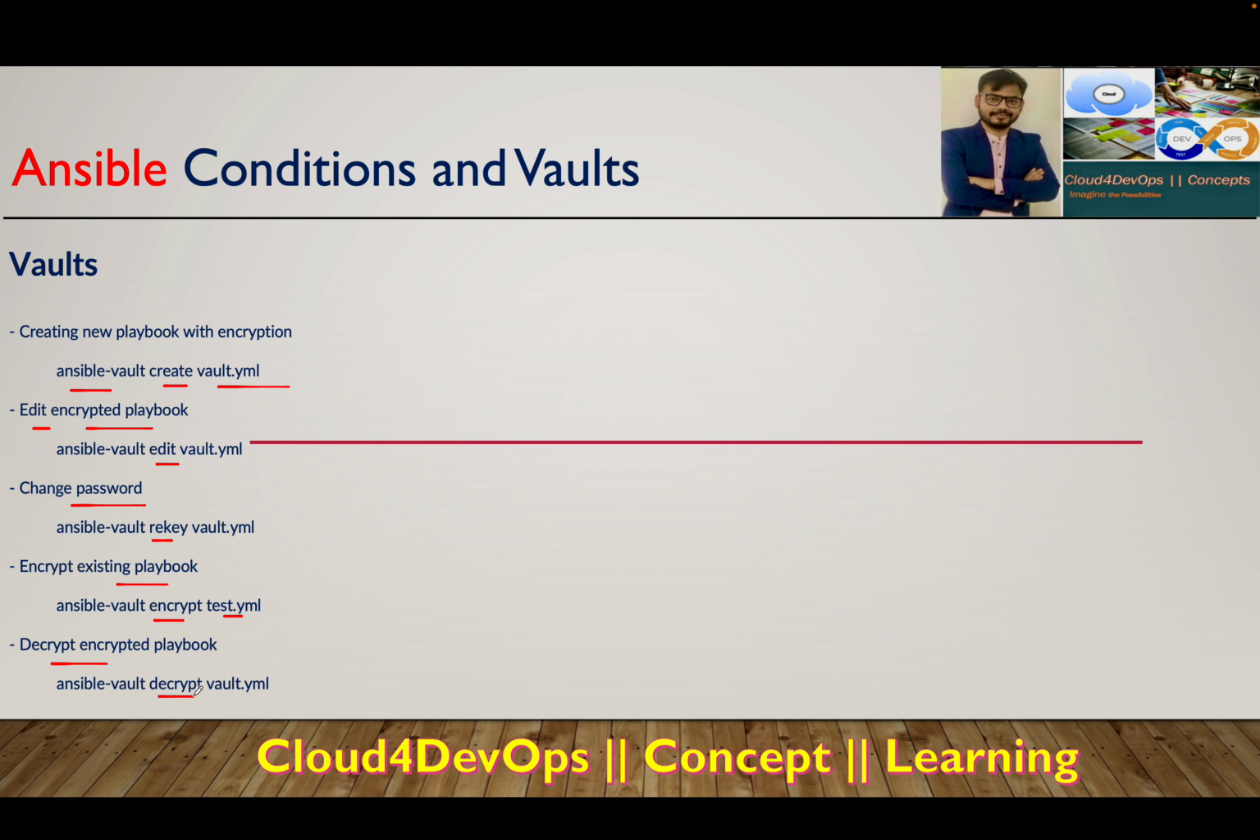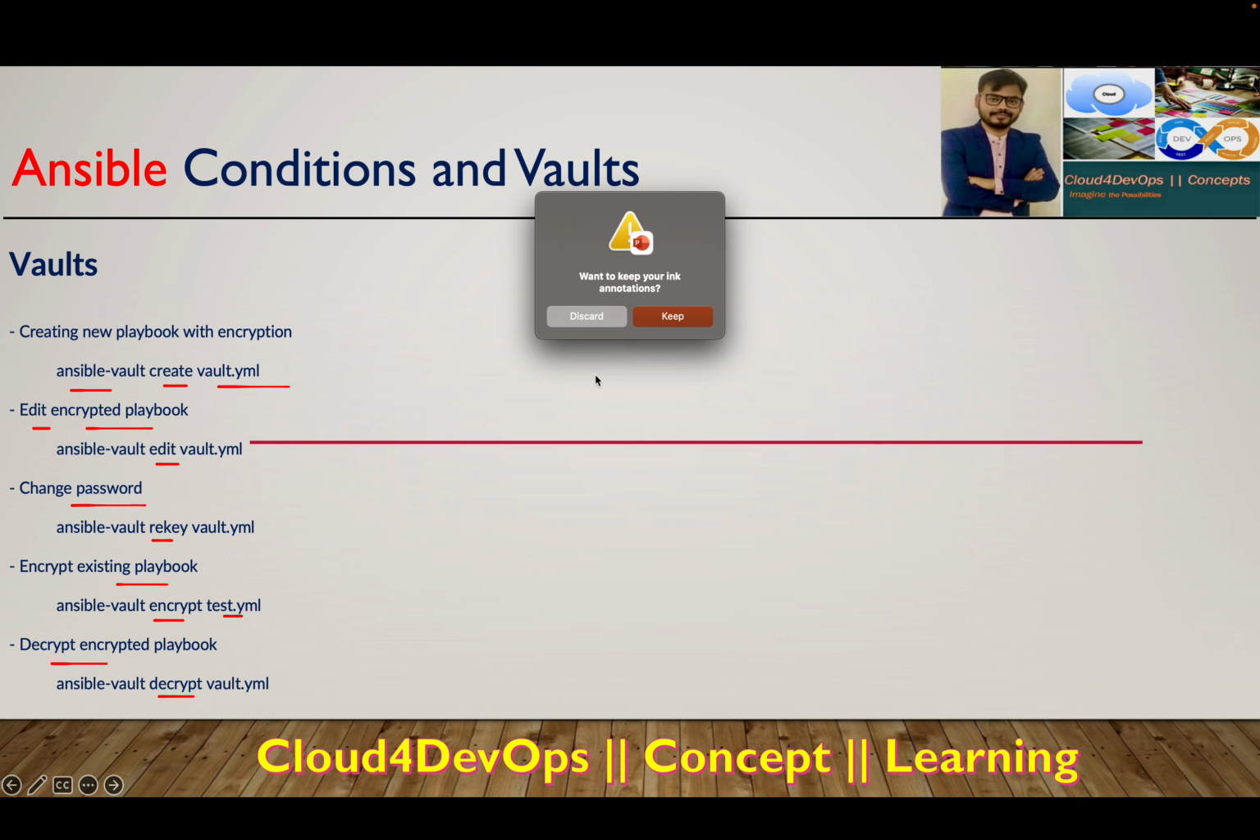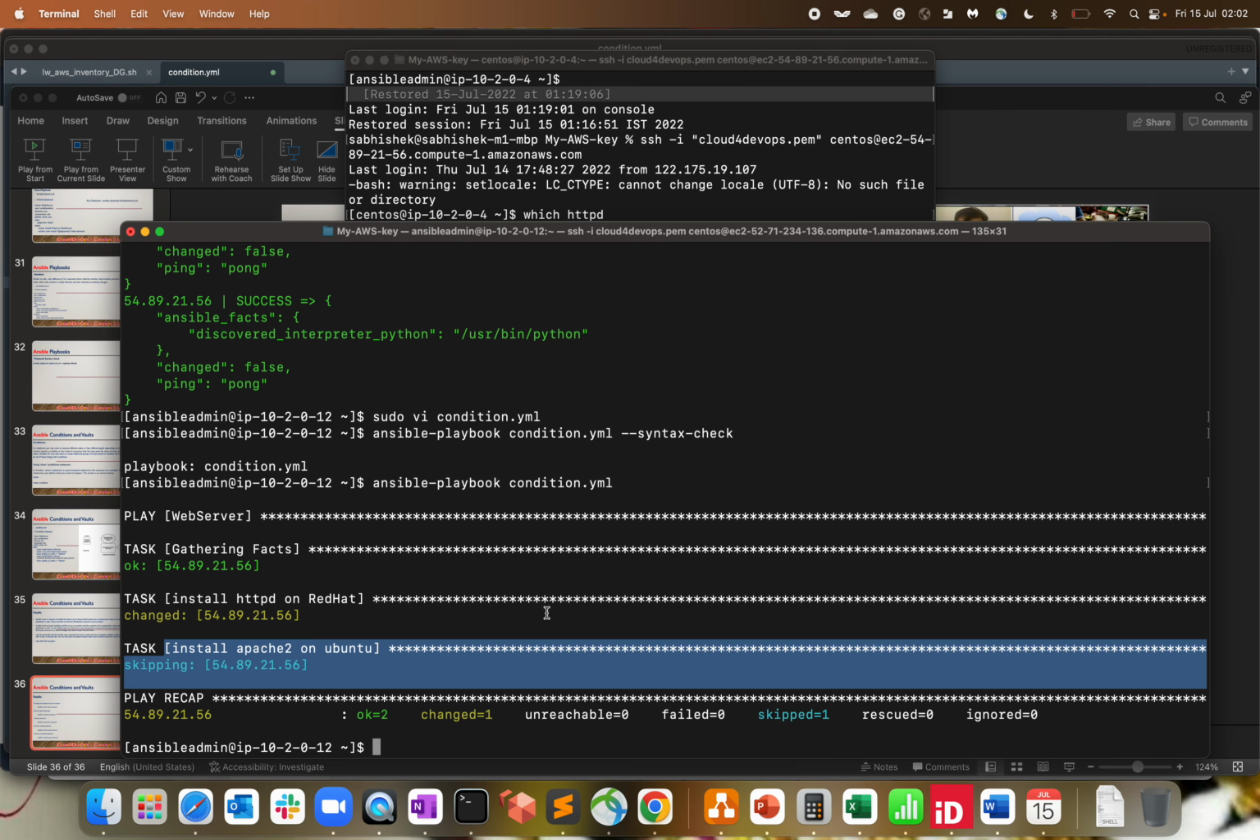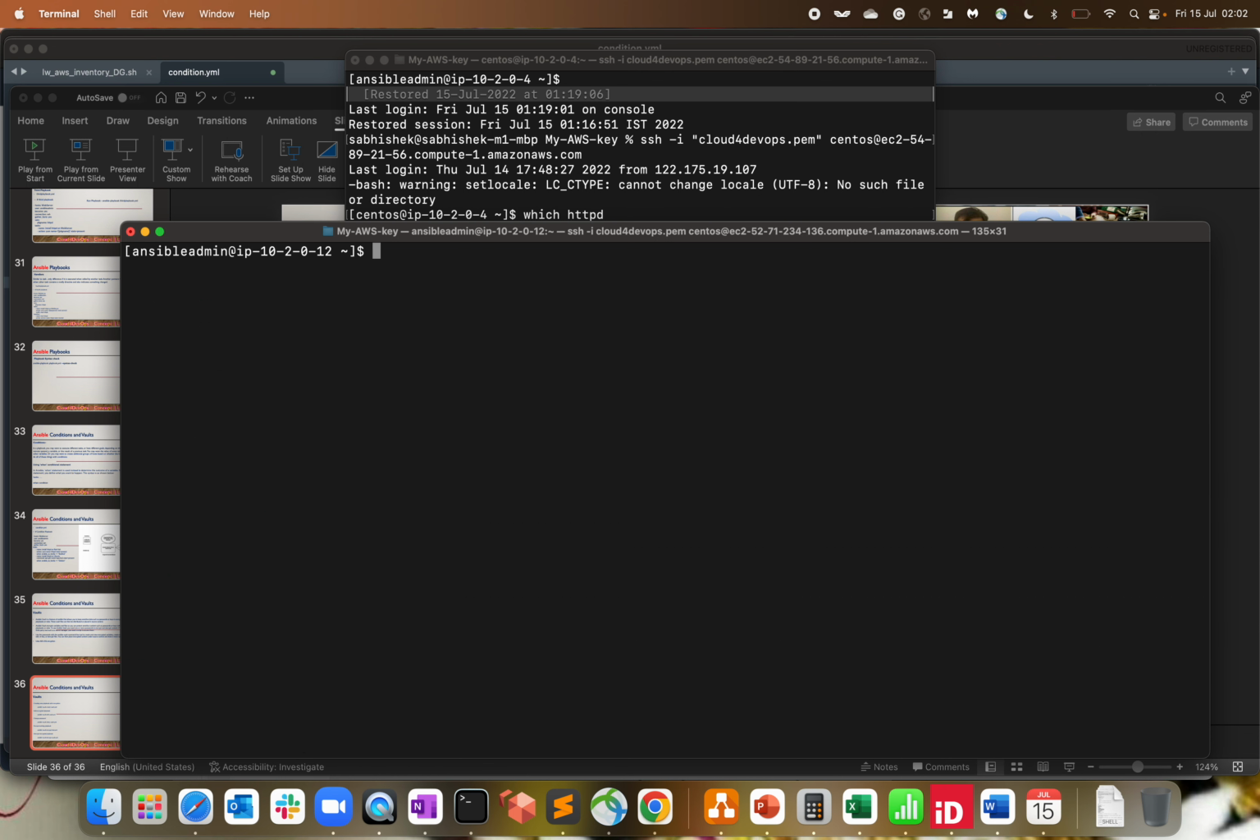So let's go back to our terminal again, to the controller engine, and do a quick demo over here. Let me clear this out. Let's see what all we have. We have these files, right? Now we will be performing each command one by one. First command, to create a playbook with encrypted format. For that, ansible-vault, then I'm going to use create vault.yml.